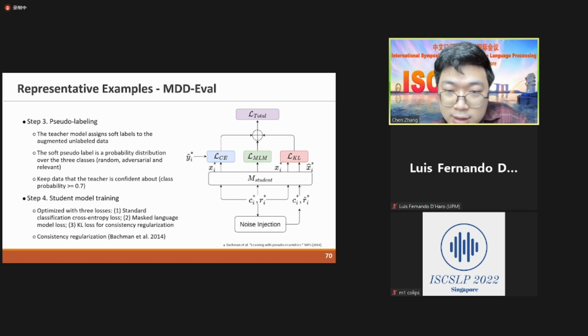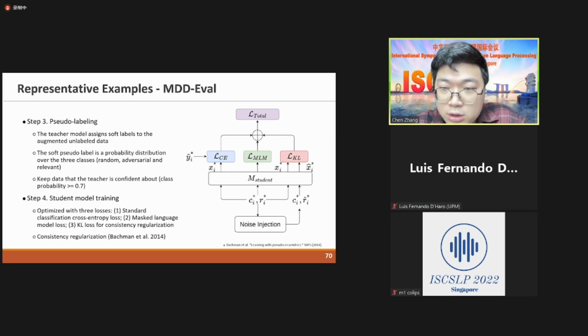Then in step 4, we combine this pseudo-labeled dataset and the original DailyDialog++ dataset, which is the human-labeled dataset, to train a student model, which has the same architecture as the teacher model, but is initialized with only the RoBERTa weights. So we train the model with 3 different losses. One is the standard cross entropy loss to do the classification task.